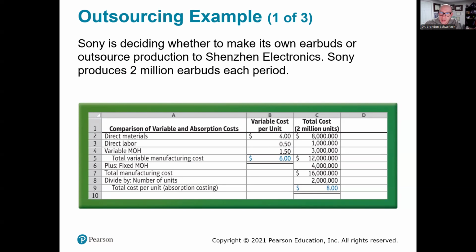We multiply all of those by the 2 million. Total variable manufacturing cost is $12 million to create 2 million units. We add in our fixed manufacturing cost to get a total manufacturing cost. We divide that by the number of units to be produced, giving us a total cost per unit under the absorption costing method of $8 per unit.